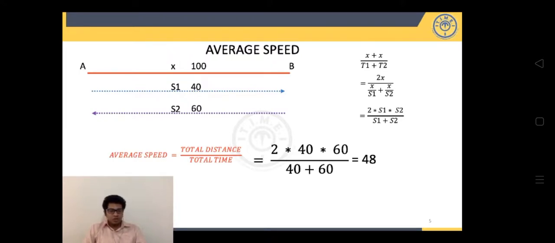You know what is total distance? 100 plus 100. Here the distance is same, hence x plus x divided by x by s1 plus x by s2, the x will cancel out each other.